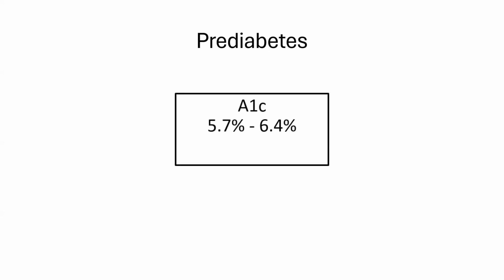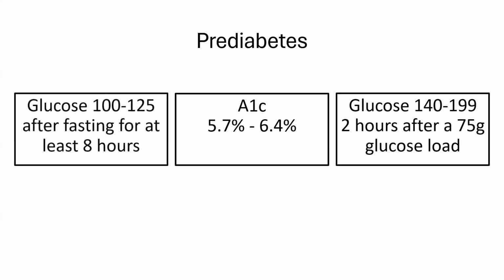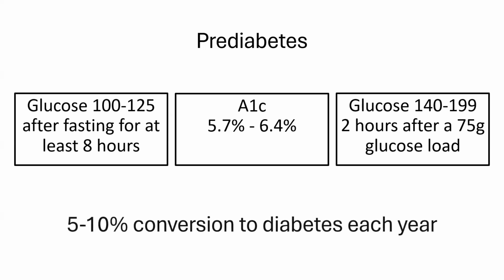Now, you may also hear of prediabetes, which is when someone is at increased risk of developing diabetes in the future. To diagnose this, we typically get an A1C that is between 5.7 and 6.4%, but you can also do the other glucose tests in order to assess this. These patients have a 5 to 10% risk each year of converting to diabetes and require annual monitoring.